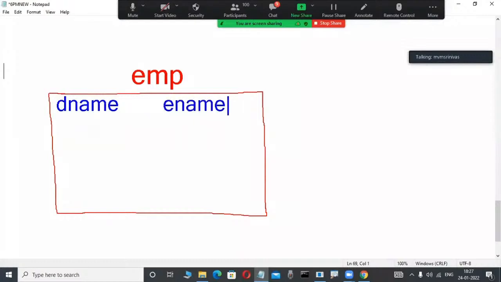And also these are employees, these are columns. How columns and the data in a future, you are also familiar, don't worry. Now check it out. Here department name is there. These are columns, D name and E name are columns, EMP is a table.